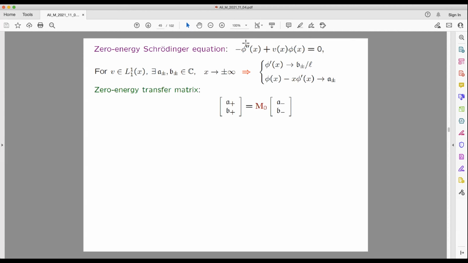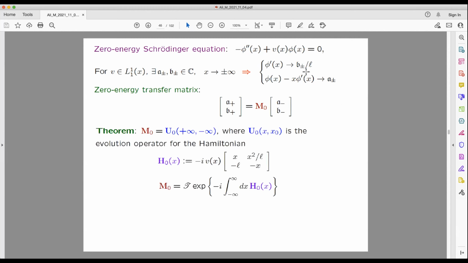Now, what we did was to introduce a new transfer matrix that relates these coefficients A's and B's, which appear here at plus or minus infinity. This is the same methodology as one uses to define the ordinary transfer matrix. And this turns out also to be related to the evolution operator of some other non-Hermitian Hamiltonian, which I gave here. So we can write this transfer matrix also as a time-ordered exponential and find a Dyson series expansion for it and do perturbation theory using it and so on.